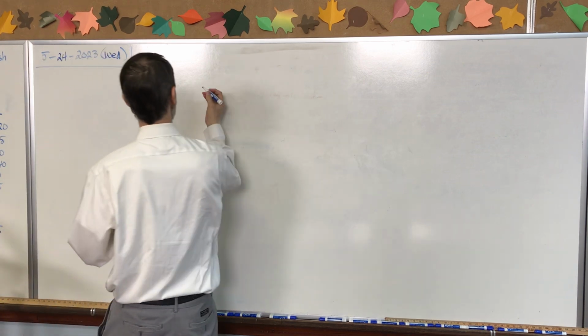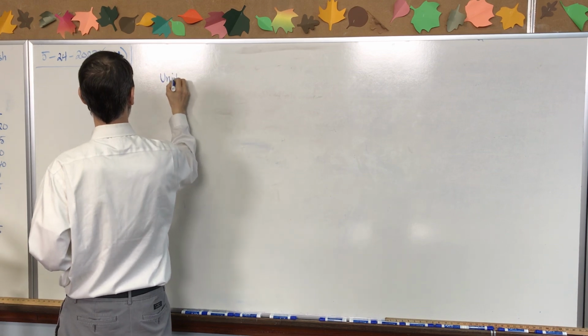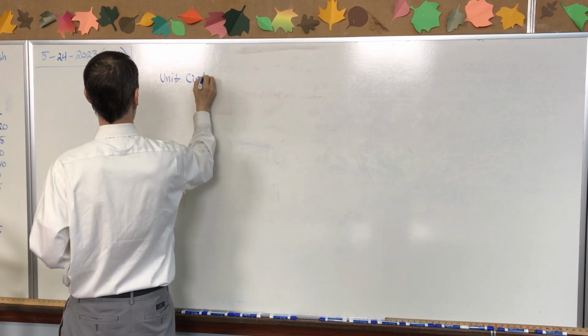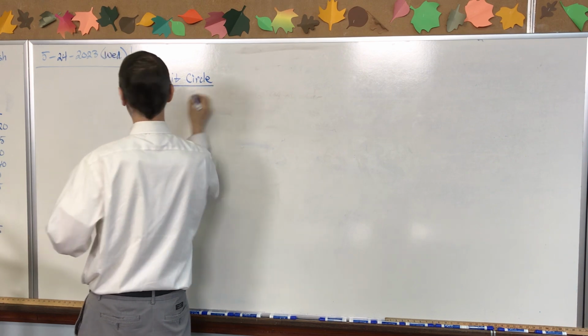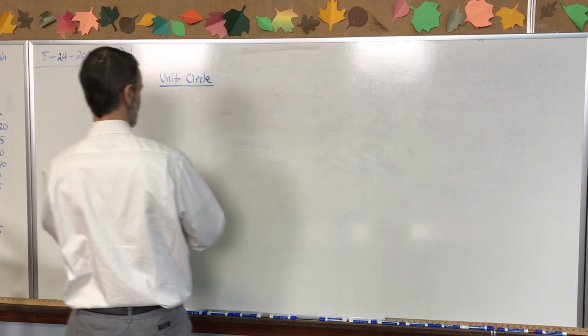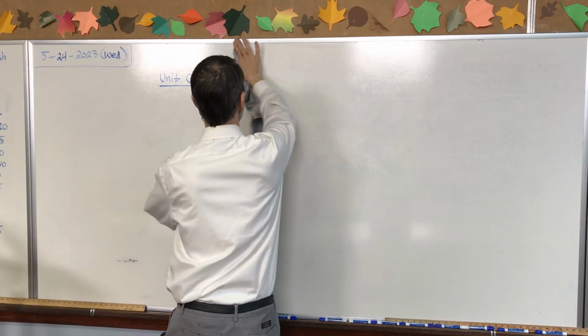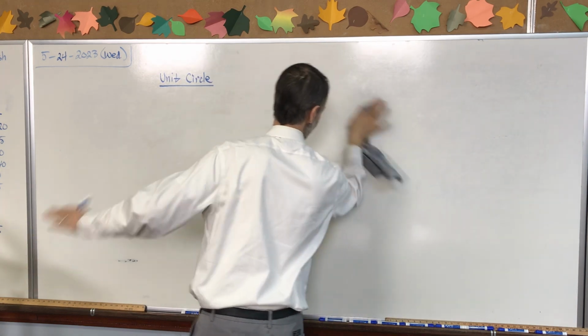Let me show you about a lovely creature called the unit circle. We touched on this earlier, very, very briefly. Didn't we do the unit triangle? Kind of, sort of.